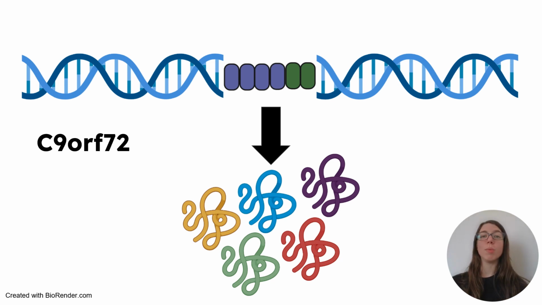This mutation can be repeated many times. In healthy people, it can be repeated up to about 30 times, but in people with motor neuron disease, it can be repeated hundreds or even 1,000 times. Our lab uses the first animal model to express the mutation at this disease-relevant length.